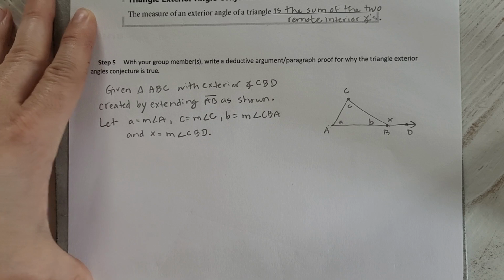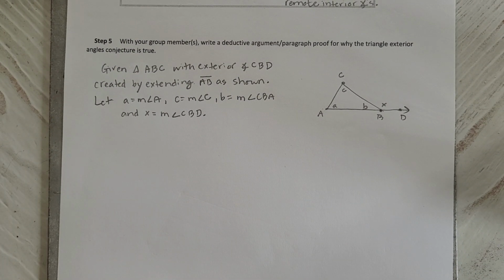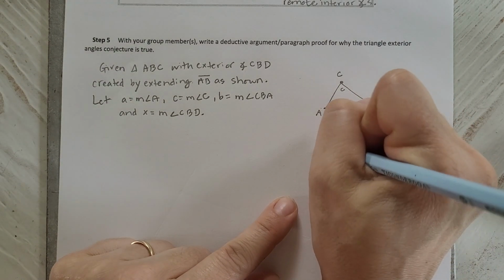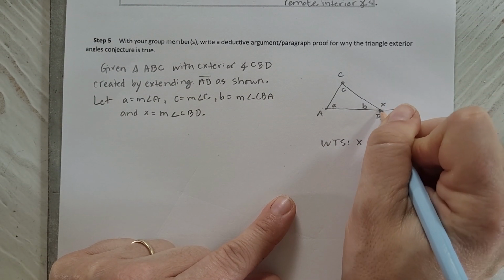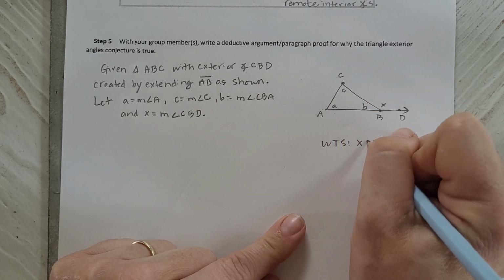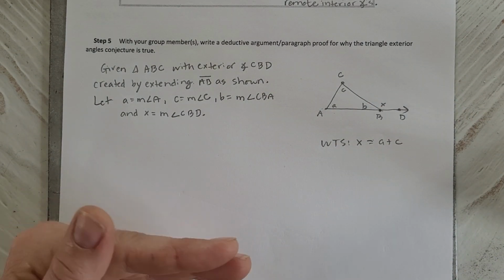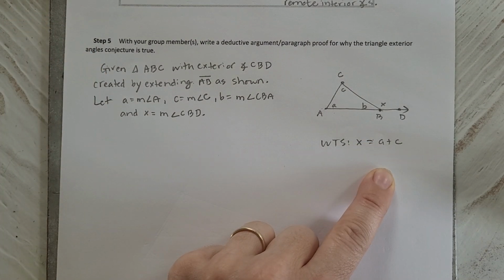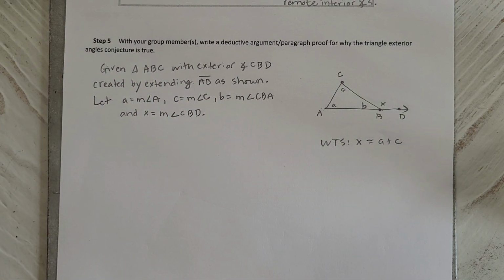Now, a lot of times when I do my deductive arguments, once I label my given information, I always want to think about where am I going? I call that my WTS, my want to show. What do I want to show here? I want to show that X, the measure of my exterior angle, is equal to A plus C, the sum of my two remote interior angles. So in my want to show, I'm creating some sort of equation. Why I write this out is it shows me what I want to do here. I have to start with equations. That's where my next step is going to be.